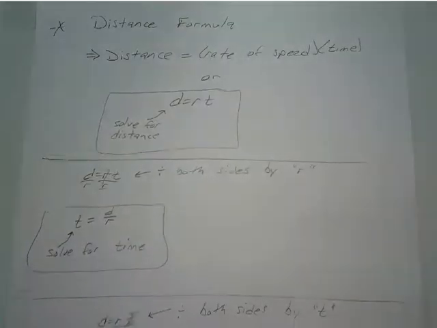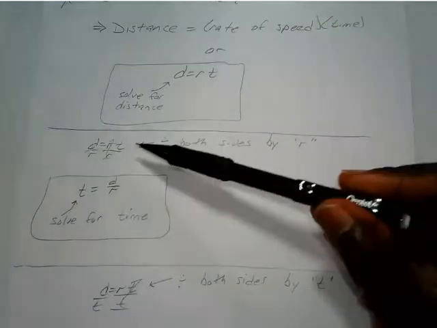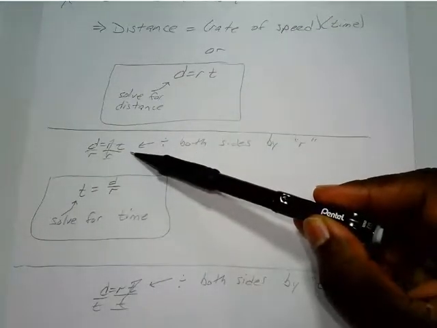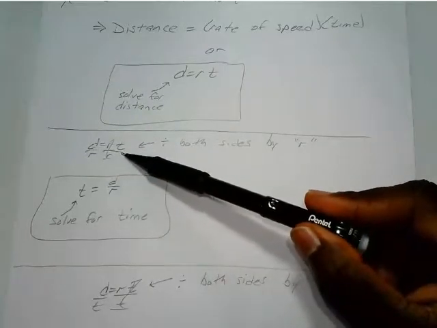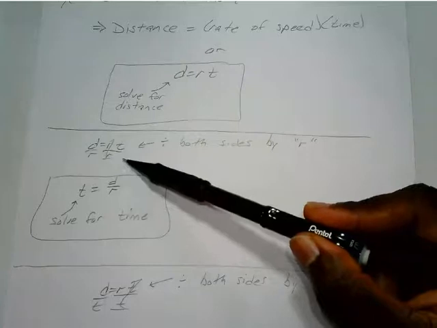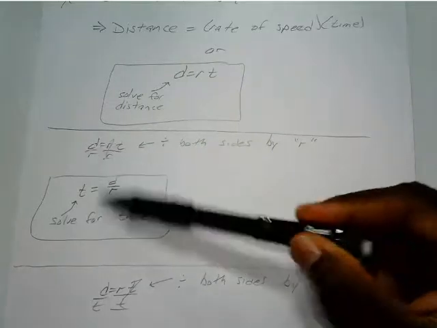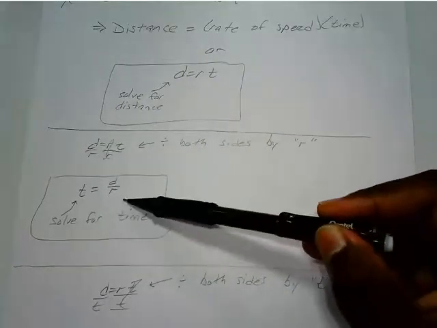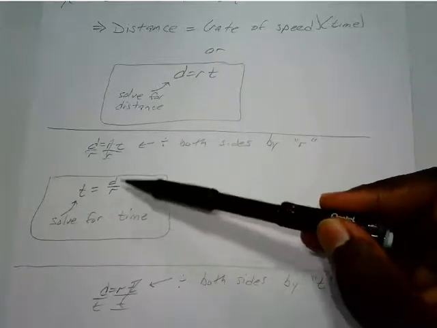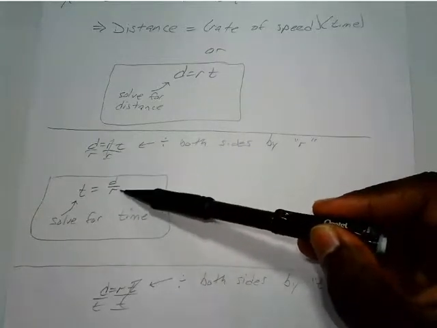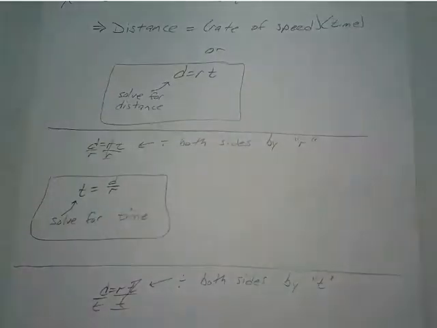Okay, now let's say if you had your distance equals rate times time and you divided both sides by R. Okay, so you divide both sides by R, you're just left with the T. So your T is equal to D over R. Now this is what you'd use if you were solving for time. Okay, so they usually give you the distance and the rate, and you have to solve for time.